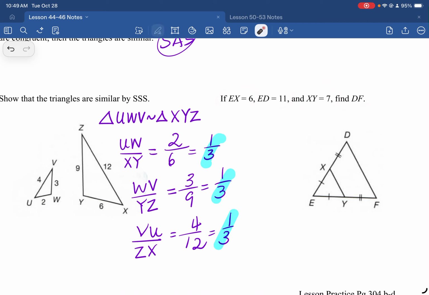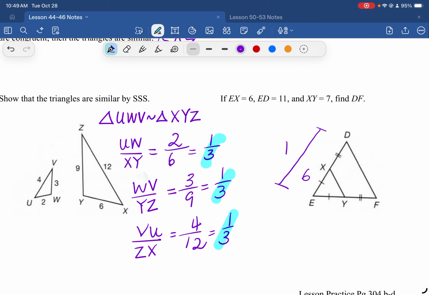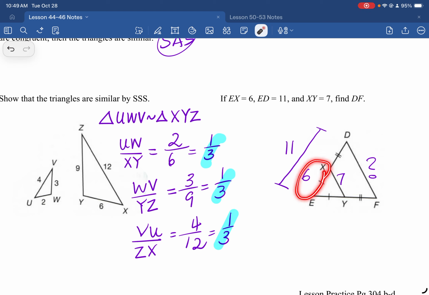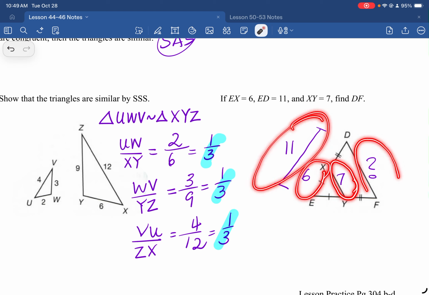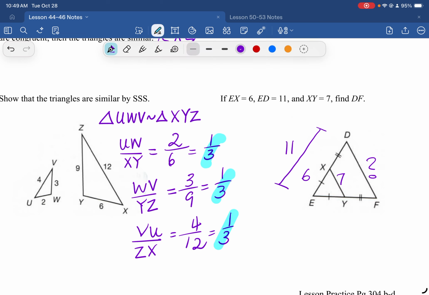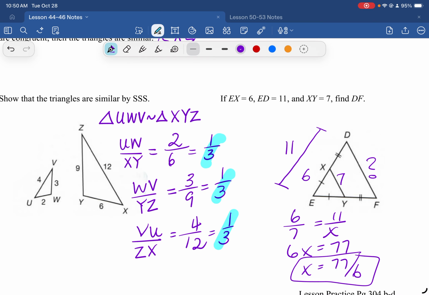All right, over here, EX equals 6, ED is 11, and XY is 7. Find DF. Step 1, we always have to label the information that they gave us. So they said EX was 6, ED 11, and XY 7, and they want us to find DF. So super simple. We're going to do 6 over 7 equals 11 over X. We're going to follow that same proportion pattern. So 6 over 7 equals 11 over X. That gives us 6X equals 77, and X is equal to 77 over 6. And that is our answer.